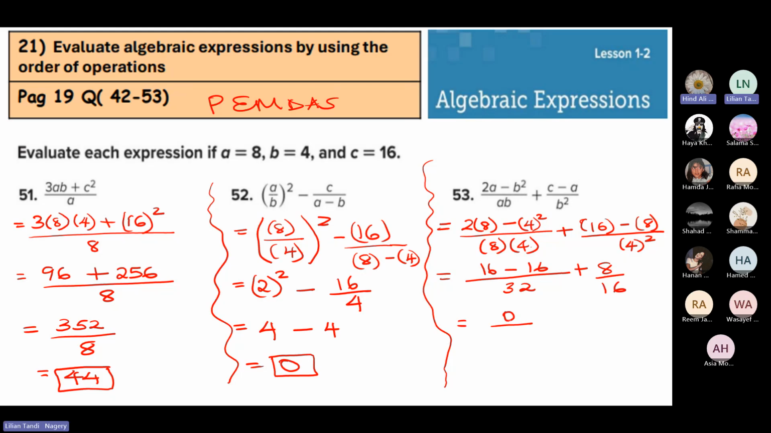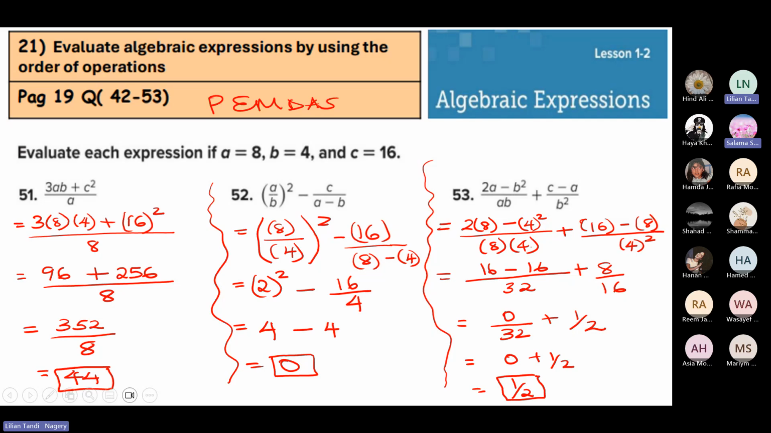Equal 0 over 32 plus 8. What do you mean? What is 8 divided by 16? What is 0 divided by 32? 0. Plus a half. And what is 0 plus a half? You're using a calculator, really? Hint: 0 plus a number is the number. Half. What's the answer? 1 over 2. Very good. You box your answer.